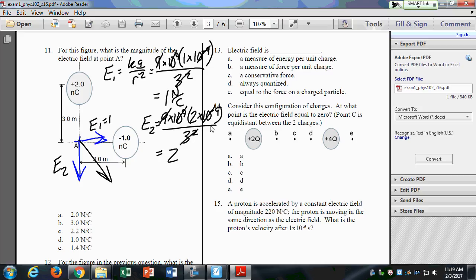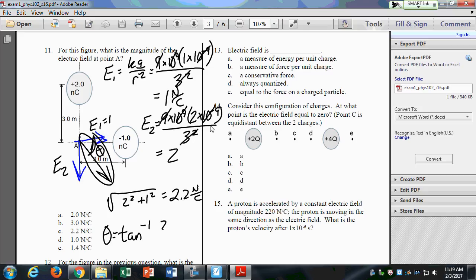Now I want to know the magnitude of this vector. So I say the square root of 2 squared plus 1 squared, square root of 5, which is 2.2 newtons per coulomb. And then I also want to know the angle. I think the next question asks this angle. Theta is the inverse tan of opposite over adjacent, that's the y over the x. That's going to be 2 over 1, which is 63 degrees below the positive x-axis. So look for those qualifiers. I'll give them, and you'll certainly see them, but it's below the positive x-axis.